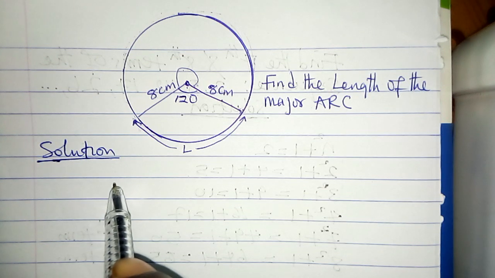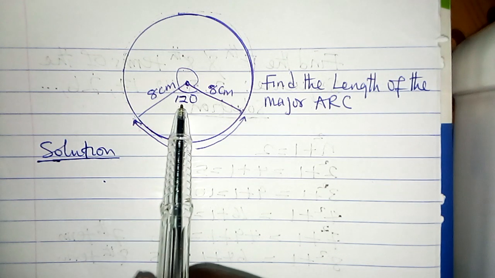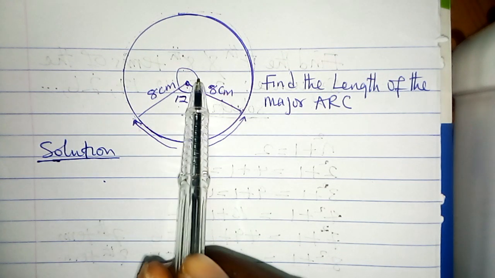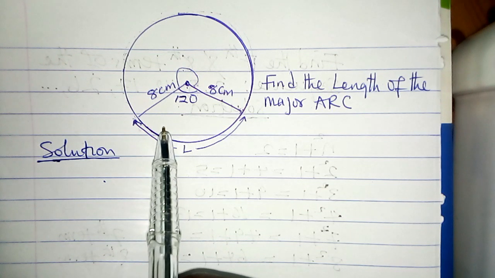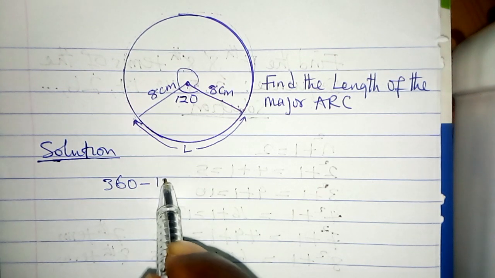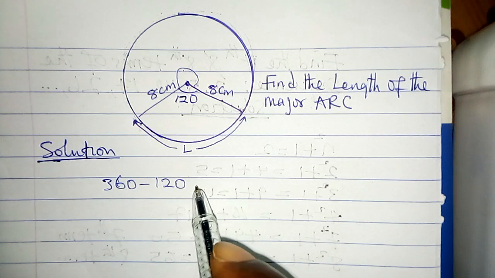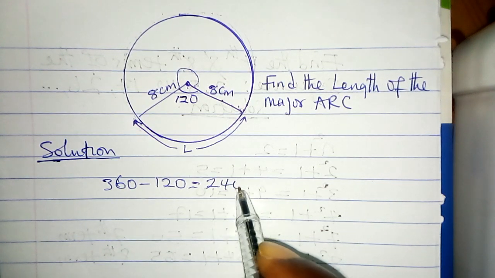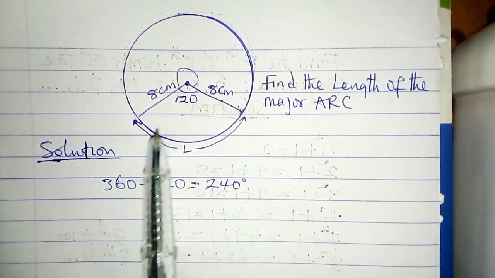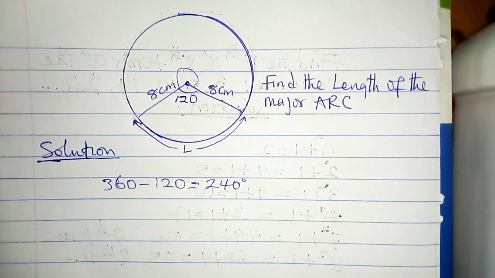We know that a complete circle is 360. So if we know this part to be 120, it simply means that this other part will be 360 minus 120. 360 degrees minus 120 degrees will give us the remaining part there, which is 240 degrees. So the angle for the major arc here is 240 degrees.